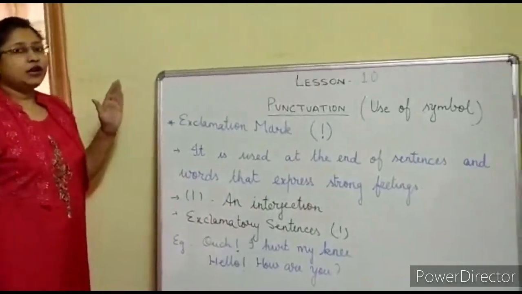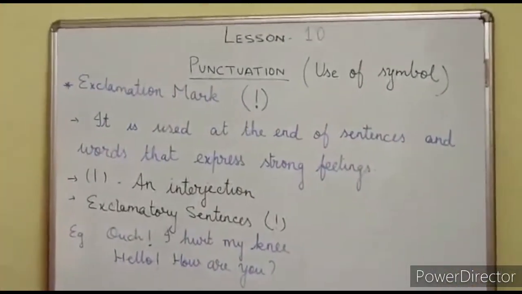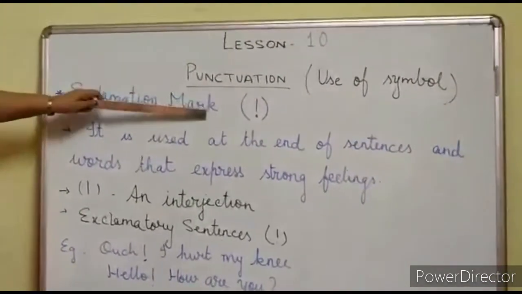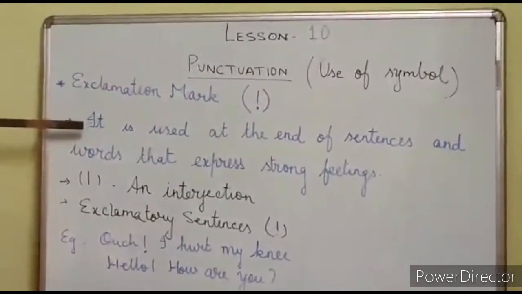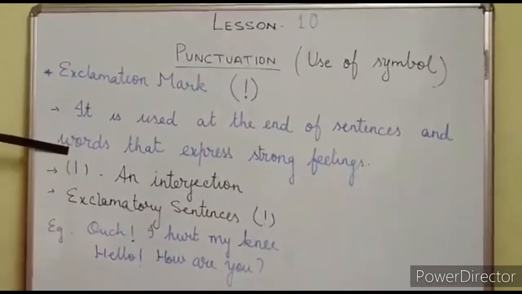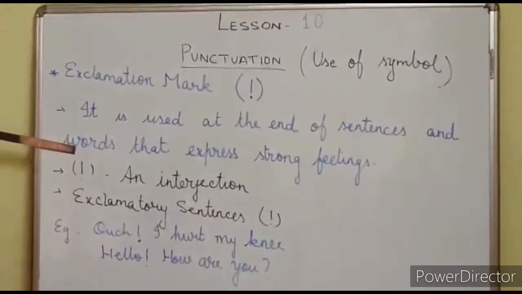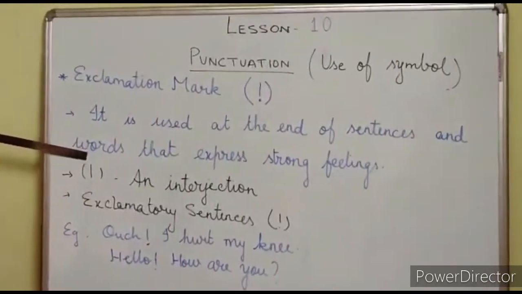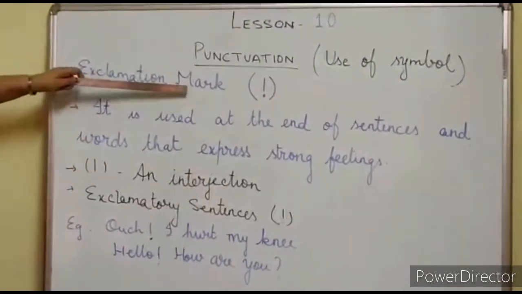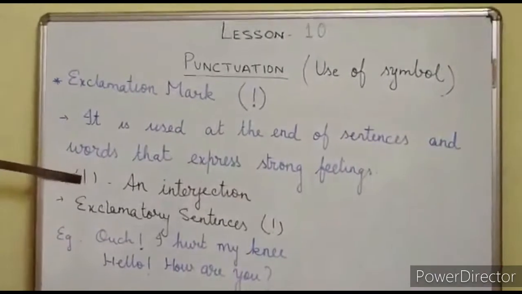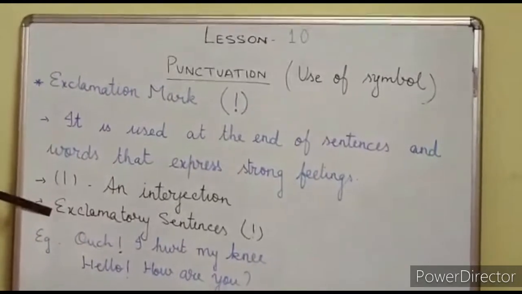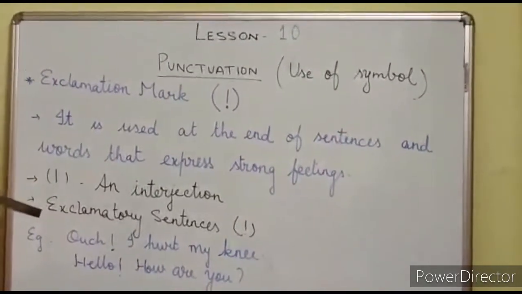Now students, have a look at the board once again. The second mark is exclamation mark, and this is the symbol. Now the definition. It is used at the end of sentences and words that express strong feeling. It may be the feeling of sorrow, happiness, grief. Now what is the mark? This mark, that is a line as well as a dot. This mark is called an interjection. And the sentences which have this mark, it is called as exclamatory sentences.